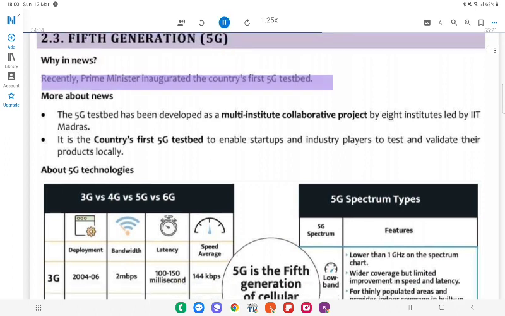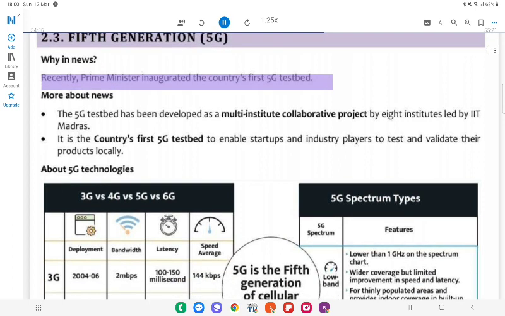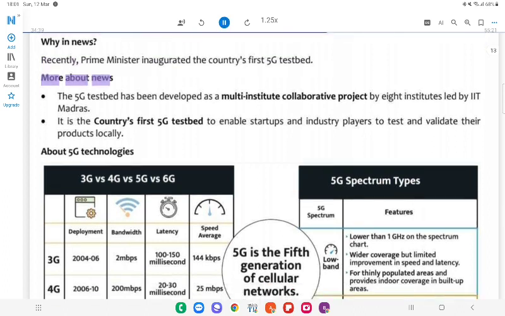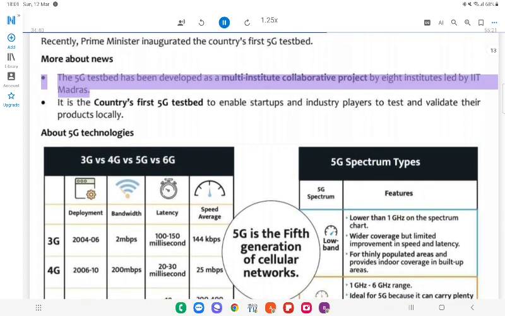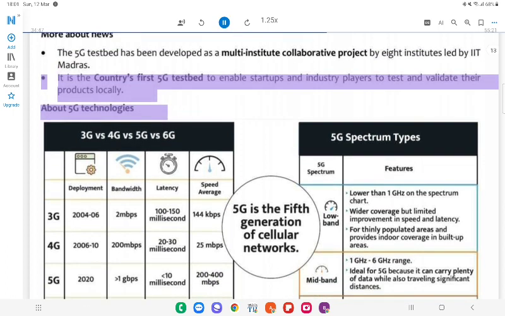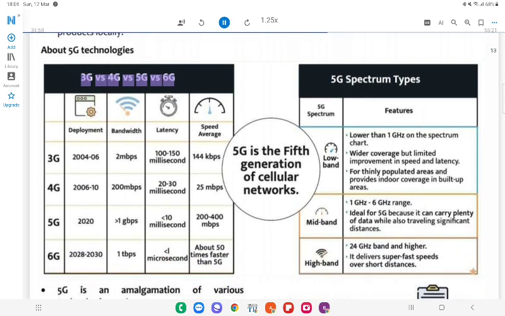Why in news? Recently, the Prime Minister inaugurated the country's first 5G testbed. More about the news: the 5G testbed has been developed as a multi-institute collaborative project by 8 institutes led by IIT Madras. It is the country's first 5G testbed to enable startups and industry players to test and validate their products locally. About 5G technologies: 3G vs 4G vs 5G vs 6G.